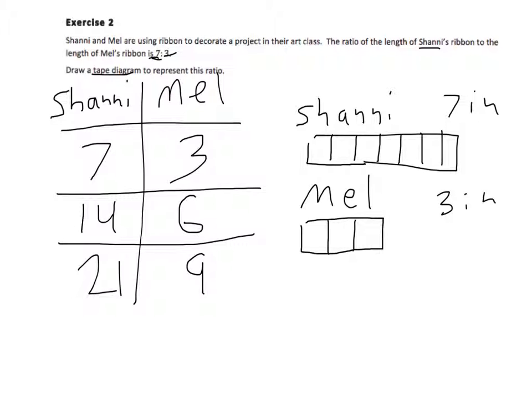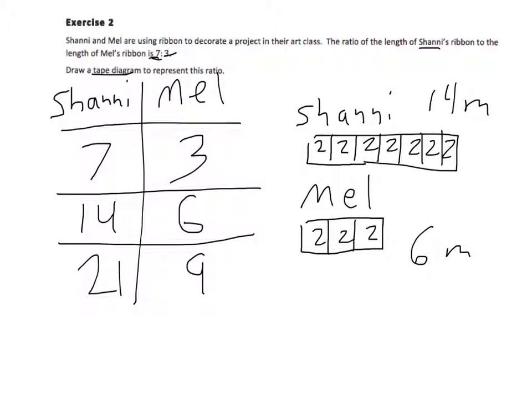But this can change. What happens if we instead say that each one is 2 meters? Then it would be 2, 2, 2, 2, 2, 2, and 2 for 14 meters, where each one represents 2. Then Mel's would be 6 meters. So you can see the ratio doesn't tell us the actual unit, but it shows a comparison. You can see this in our ratio table that we made in the beginning. Here you can see the 7 to 3 if represented by 1 unit, but if each one represents 2 units, then here you can see the 14 to 6.